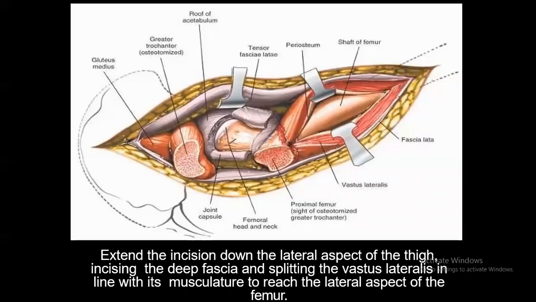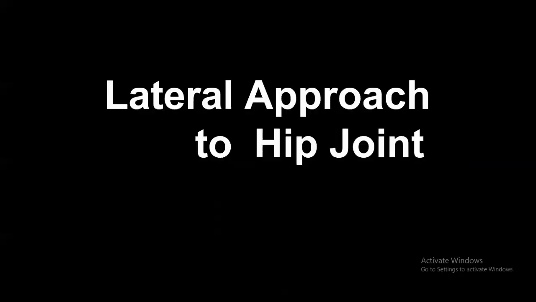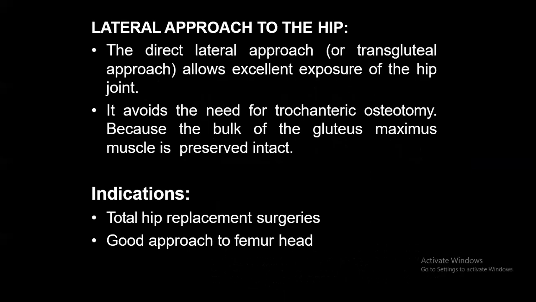This picture shows the extension of this approach. Extend the incision down the lateral aspect of the thigh, incise the deep fascia and split the vastus lateralis in line with its musculature to reach the lateral aspect of the femur. The next approach is the lateral approach to the hip joint. Lateral approach to the hip joint.